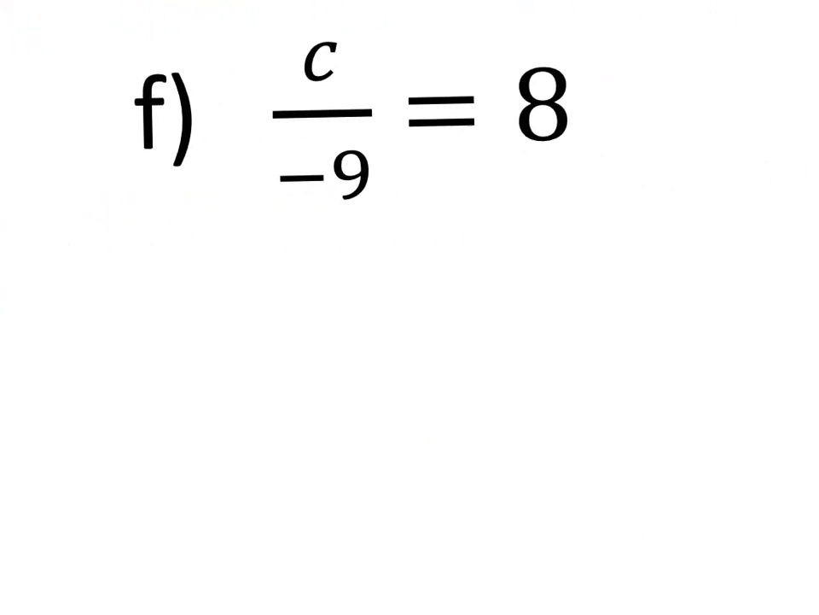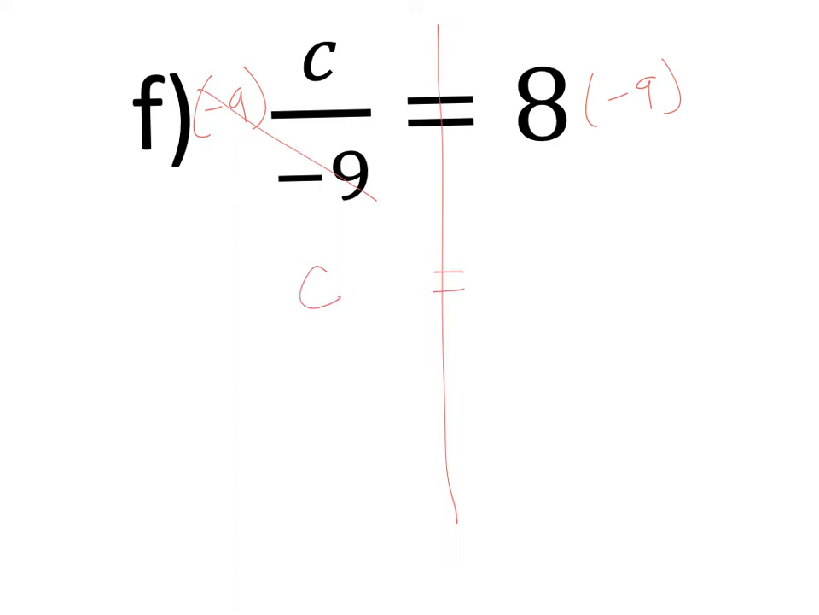All right, example F. So now this guy says divide. That's what that fraction bar means, right? Divide. So we're going to do the opposite, or undo division with multiplication. So I'm going to multiply both sides by -9. Now the 9's will cancel. Again, draw that wall if you need to. You've got c left on the left-hand side. On the right-hand side, you've got 8 times -9, which is -72.